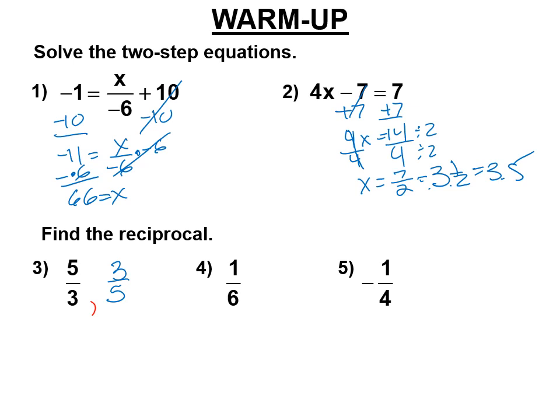What is the reciprocal of 1/6? Yeah, it is 6 over 1, but we simplify that to 6. What's the reciprocal of negative 1/4? Well, you flip it over and it becomes negative 4 over 1, but we don't leave it that way. It's negative 4, right? It stays negative. You're not making an opposite. You're making a reciprocal. You're flipping it over.